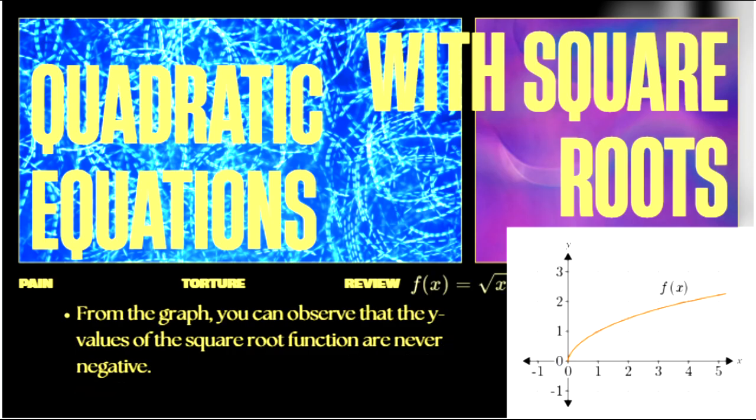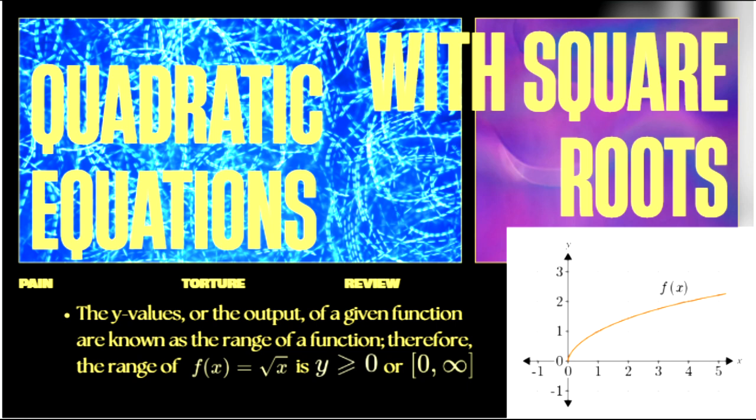From the graph, you can observe that the y values of the square root function are never negative. So in this particular case, y is not negative. The y values, or the output of a given function, are known as the range of the function. Therefore, the range of f of x equals the square root of x is y is greater than or equal to 0 for this one, and 0 for x, infinity for y. Okay, we're going to be dealing a lot with these things in this part of the lesson, these ranges.